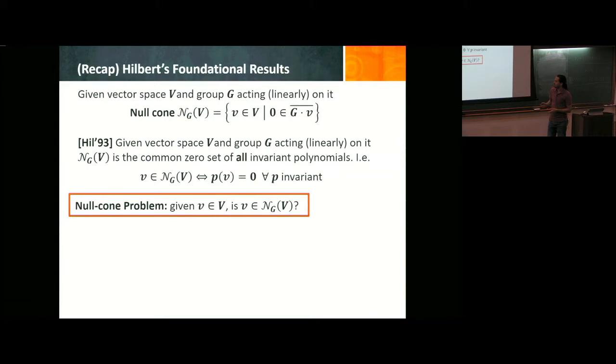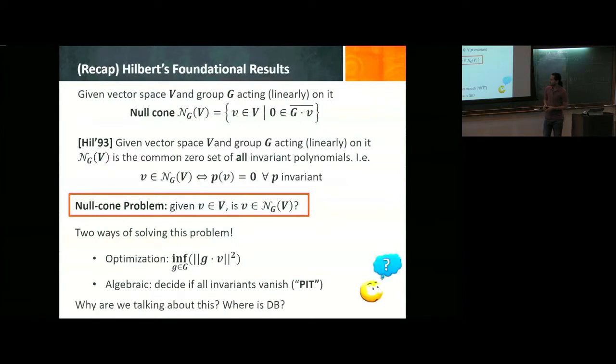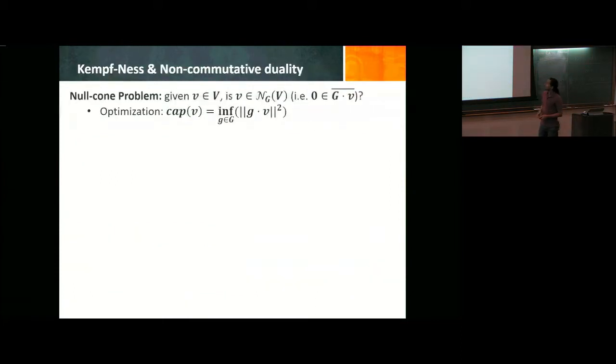Okay, so there's two approaches, right? One approach is this optimization approach. I can minimize the norm of any element in my orbit, which is sort of what we did in matrix balancing, operator balancing. Or you can use the algebraic approach. Well, I can just pick all the invariants, and then I can decide if they all vanish. But somehow I have to encode all the invariants at the same time in an algebraic circuit, and then it becomes a PIT question. This is something that Mumu laid out. So, okay. Now, again, why are we talking about this? Like, show me the doubly balanced. Where does it show up in this invariant theory business?